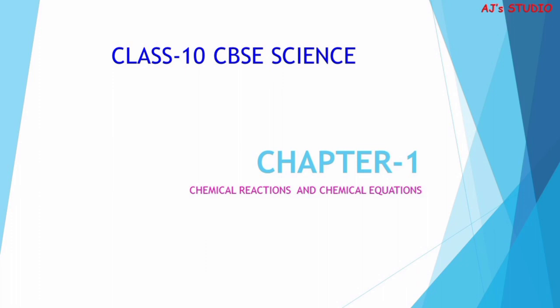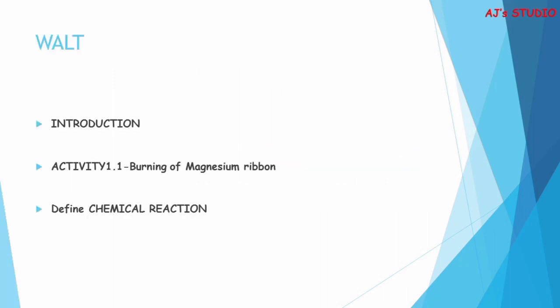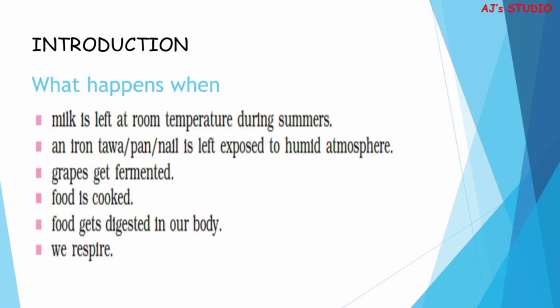In this video, we are going to start chapter 1 of class 10 science, that is chemical reactions and chemical equations. Before we start the class, let's see what concepts we are going to learn in this video. First, we are going to have an introduction about the various reactions which are happening around us, and then we are going to do activity 1.1. It is about burning of magnesium ribbon. From that activity we are going to derive the concept of chemical reaction.